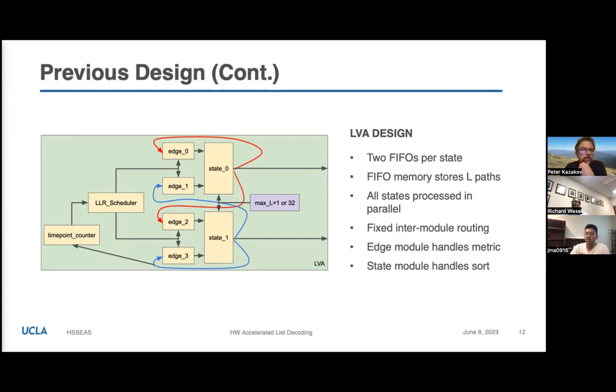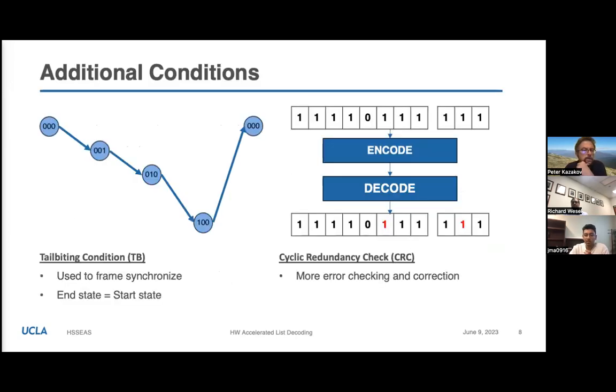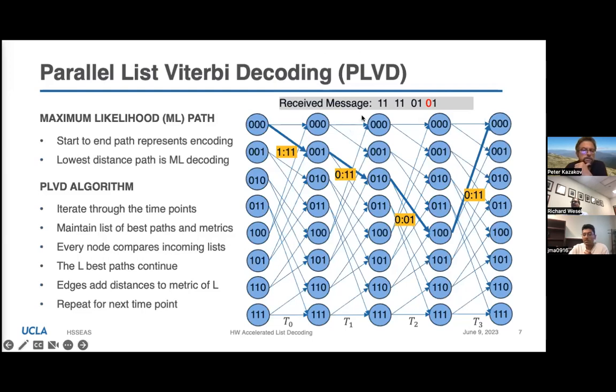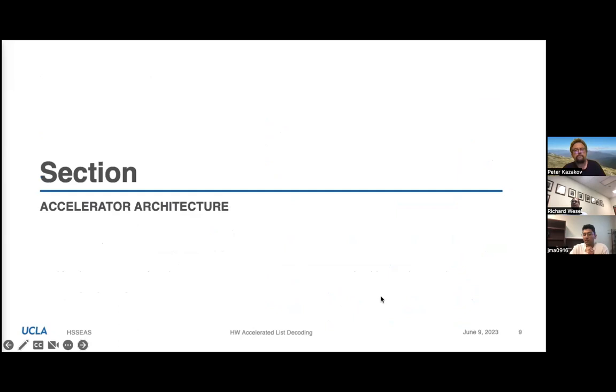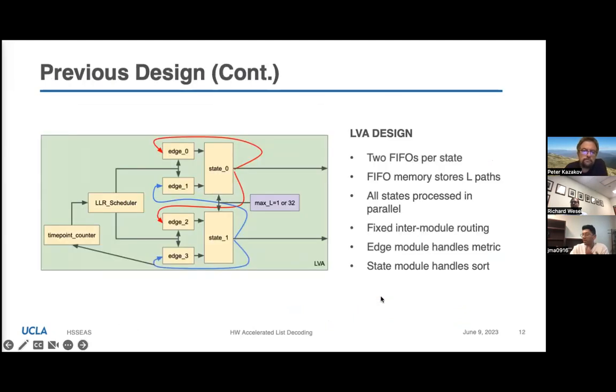Also in this design, all the state computation was done in parallel. There were S, or 2 to the N, parallel branches of computation. The benefit of that is there's fixed routing from the state module. There would be S of these, with fixed routing to each of those modules, and also fixed routing from the edges to the states. The edges handle the metric part of it, and the states handle the merge sort part of it.